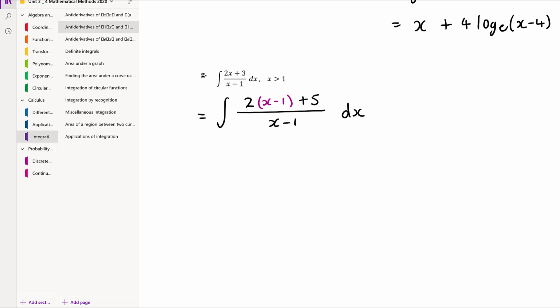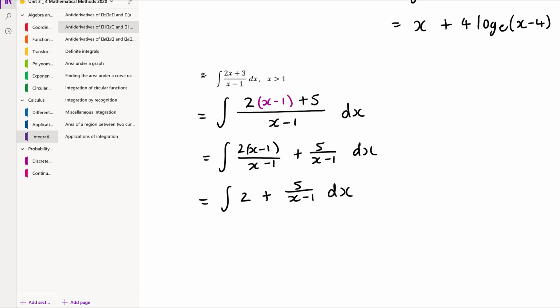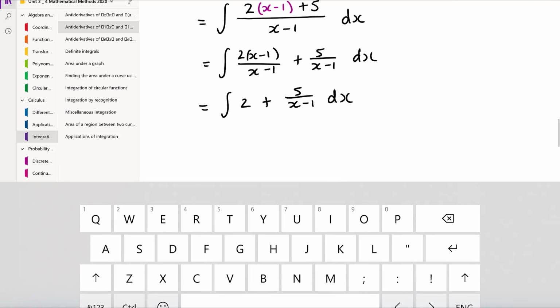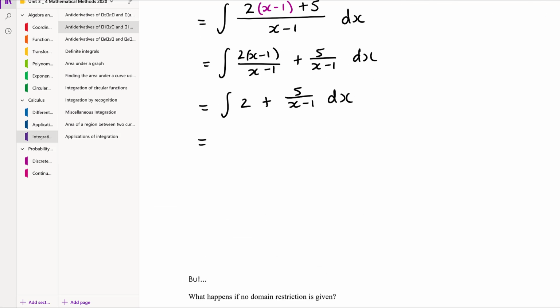But what this enables me to do is now break the fraction up in a way that's helpful, given what I'm trying to do. So 2x minus 1 over x minus 1 is just 2 plus 5 over x minus 1. Haven't done any antidifferentiating, so we still have our integral sign and our dx. Now we're ready to antidifferentiate. Antiderivative of 2 is 2x.